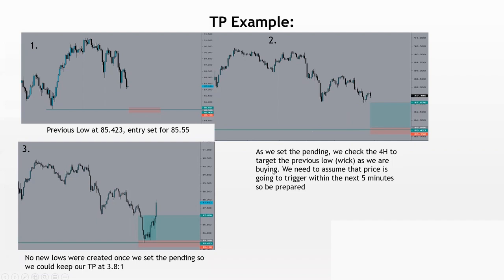And because we're buying, obviously, we're just targeting the recent low in the market, assuming that this trend down would continue. I've just mentioned this in a couple of last slides, you need to assume that price is going to trigger within the next 5 minutes. If price triggers within the next 5 minutes, where is your TP going to be? It's going to obviously be on the 4-hour low.